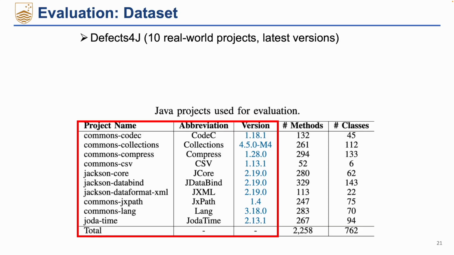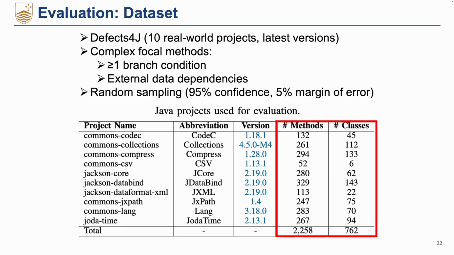To construct our dataset, we select 10 real-world Java projects from Defects4J and use their latest versions. Since trivial methods are easy to cover, we focus on more challenging ones. We select methods with branching logic or external dependencies, so they require reasoning about control flow and data flow. We then randomly sample to balance evaluation cost and diversity. In total, the dataset includes 2,258 methods from 762 classes across 10 projects.